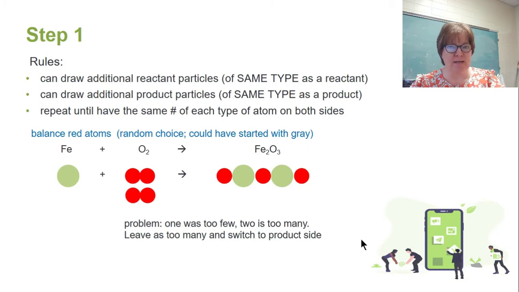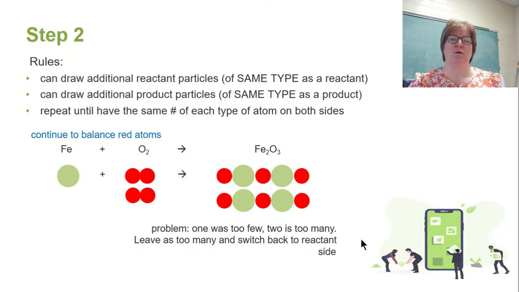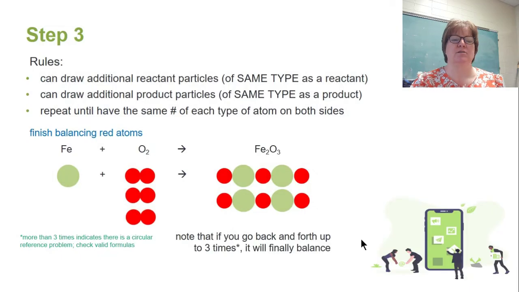So I'm going to stop now that I have too many, and go to the product side and balance it there. On the product side, I'm going to add another Fe2O3 so I can get more red atoms. Now I have a total of 6 red atoms on the product side, but only 4 red atoms on the reactant side. Now that I have too much on the product side, I'm going to stop and go back to the reactant side. I add 1 more oxygen molecule, and now I happen to have balanced red atoms. I have 6 total oxygens on the left and 6 on the right.